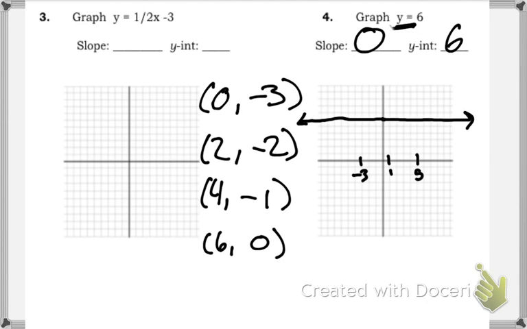So now, the last one, bouncing to number 3, I have some points listed here, and these points came from the fact that I plugged this 0 into x in our equation. 1/2 times 0 gives us 0. So we take 0 and subtract 3. We're left with -3.